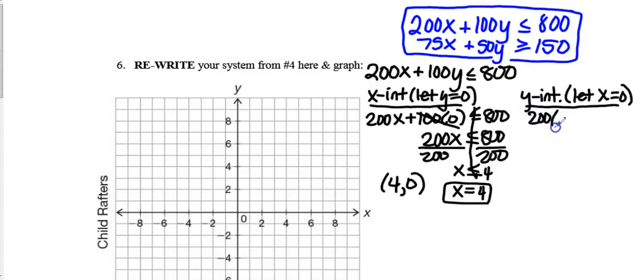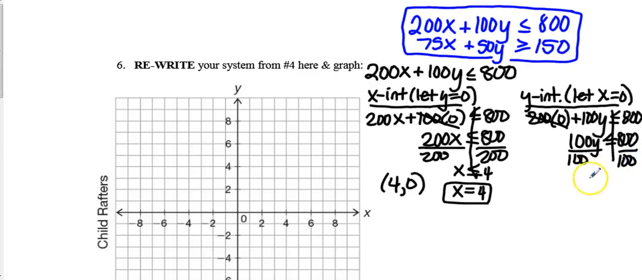So that'll be 200 times 0 plus 100 times y. If you choose to leave the inequality sign, that's fine. Less than or equal to 800. This is gone. And from here, we should be very comfortable at this point solving these. So I get y is less than or equal to 8. We could also say y equals 8 for the sake of the ordered pair. x is 0, y is 8. That makes (0, 8).